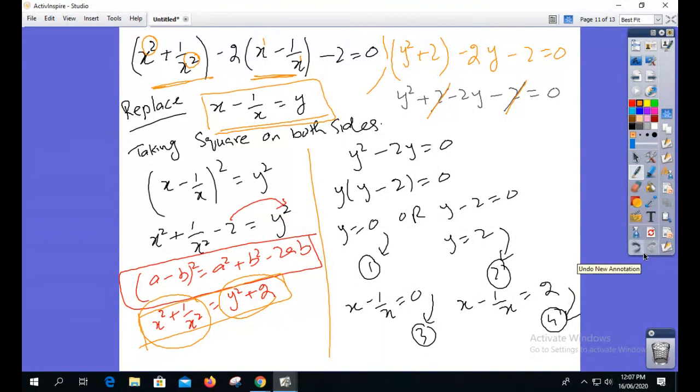Taking square on both sides, x minus 1 by x whole square equals to y square. Expanding the formula, x square plus 1 by x square minus 2 equals to y square, and we have x square plus 1 by x square equals to y square plus 2. Is it clear?